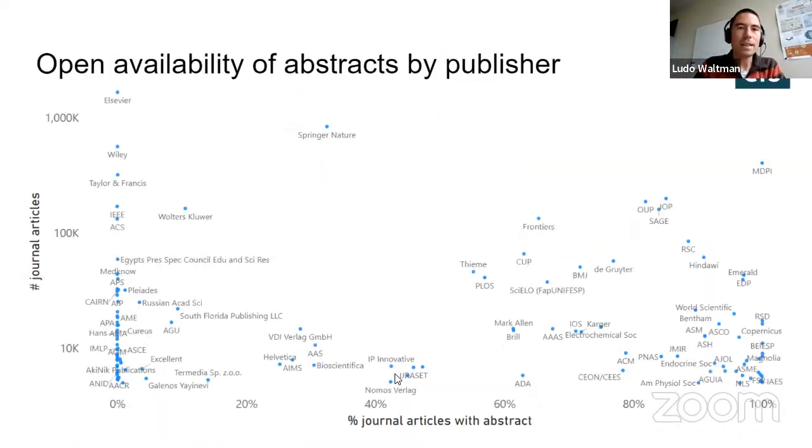So why is this data not open? Here you see the openness of abstracts with a breakdown by publisher. On the vertical axis, the number of journal articles published by different publishers, and on the horizontal axis, the percentage of articles with an openly available abstract. So many publishers are indeed doing the right thing, and they are making abstracts openly available. They are at the right of this plot. But there are also publishers, in particular a number of the biggest publishers, that are at the top left, and that do not make abstracts openly available.